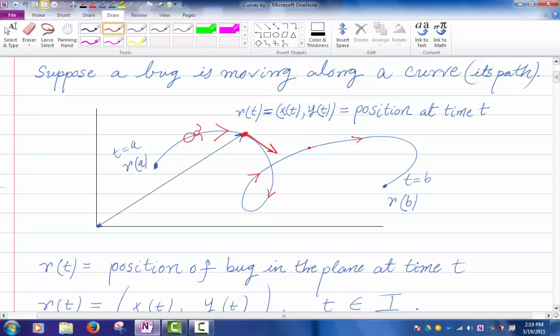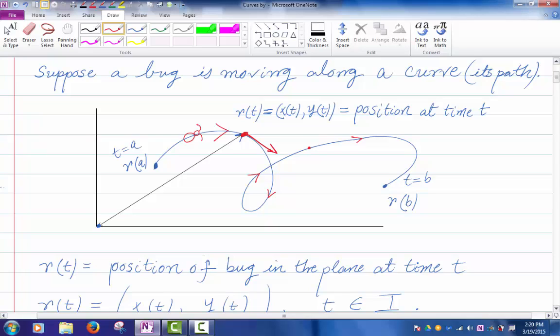In fact, how would you get the velocity vector? You have the component functions x and y, you just take the derivative of each. You're going to get derivative of x, derivative of y. That's going to be your velocity vector at time t, and that's going to be the tangent vector. Now, the direction of the vector tells you the direction of motion at that time. The length of the vector tells you the speed at that time.